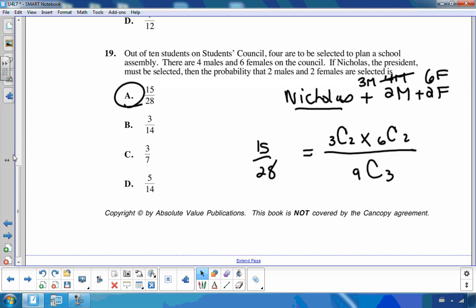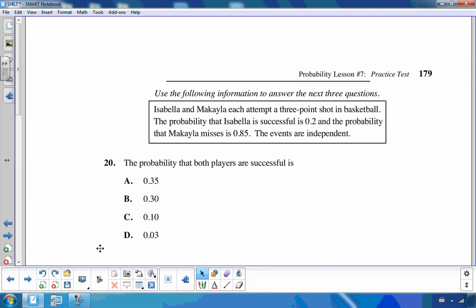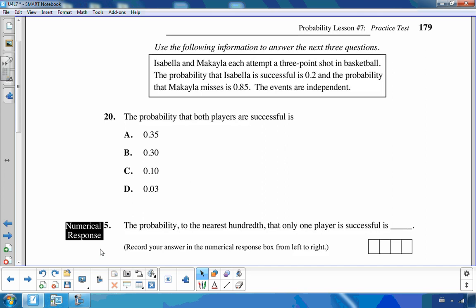Okay, number 20. Isabella and Michaela each attempt a 3-point shot in basketball. The probability that Isabella is successful is 0.2. The probability that Michaela misses is 0.85. So the probability that Isabella is successful is 0.2. The probability that Michaela does not make the shot is 0.85. These events are independent. What is the probability that both players are successful?